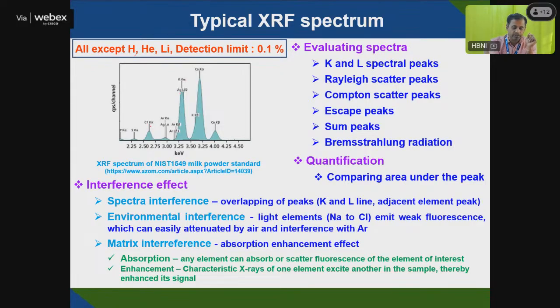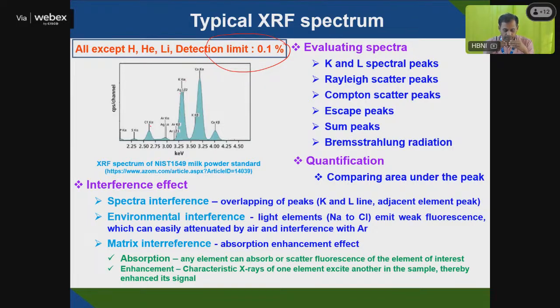You can see all elements except hydrogen, helium, and lithium can be detected using XRF, and the detection limit is very low, about 0.01%. But some problems are that there are interference effects, since the wavelengths are separated, some spectral overlapping is possible. Overlapping of K lines and L lines is possible, and there is environmental interference: light elements like sodium and chlorine emit weak fluorescence that is not feasible to detect, because it is attenuated by the air or argon atmosphere inside the chamber, and there is a matrix interference, absorption and enhancement effect.